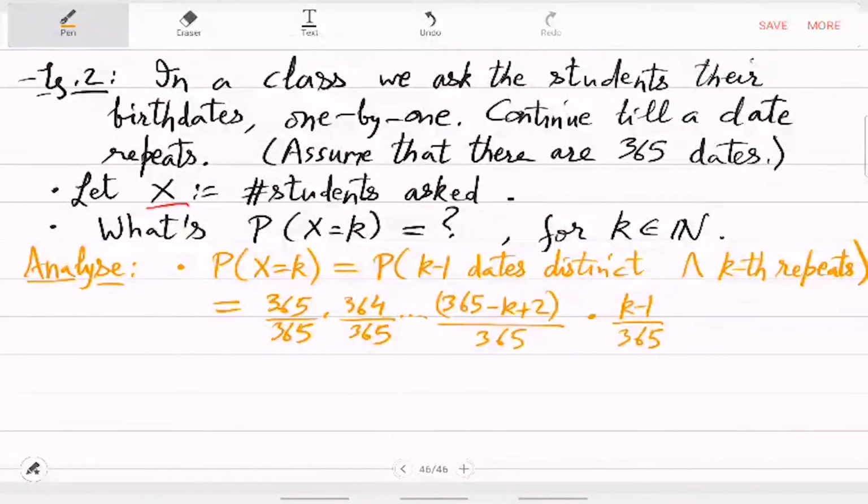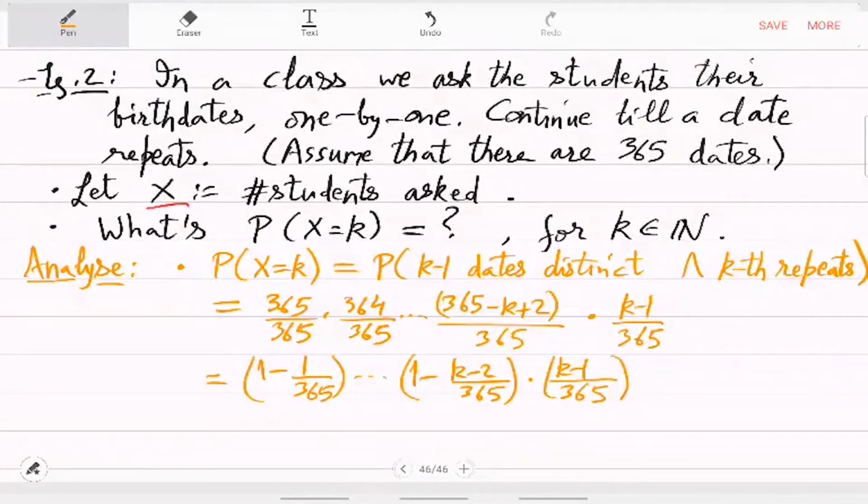So simply by the definition of probability, which is favorable outcomes divided by total outcomes, you get this expression. This expression simplifies as 1 minus 1 over 365, dot dot, 1 minus k minus 2 by 365, times k minus 1 by 365. That exactly is the probability of x being k. Now for example, when k is 1, this probability is 0. For k equal to 2, it is still pretty small, just 1 over 365.